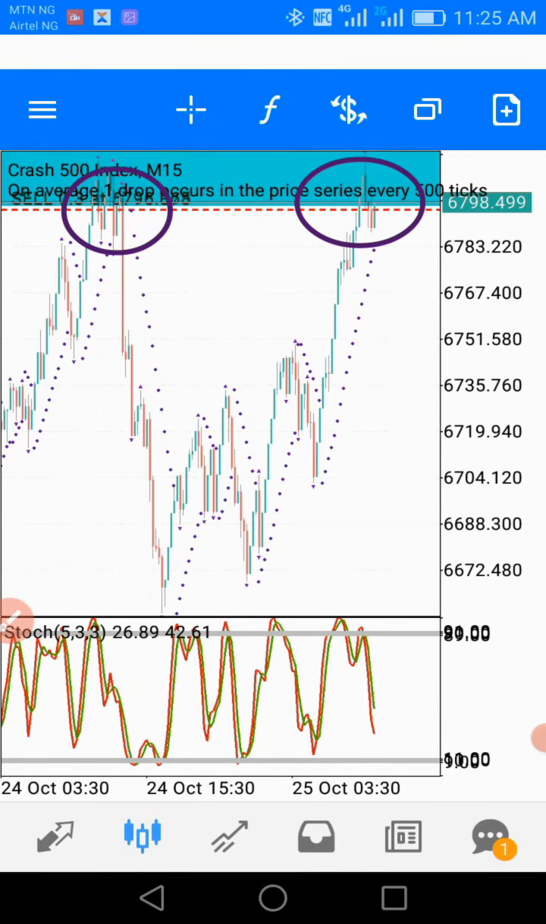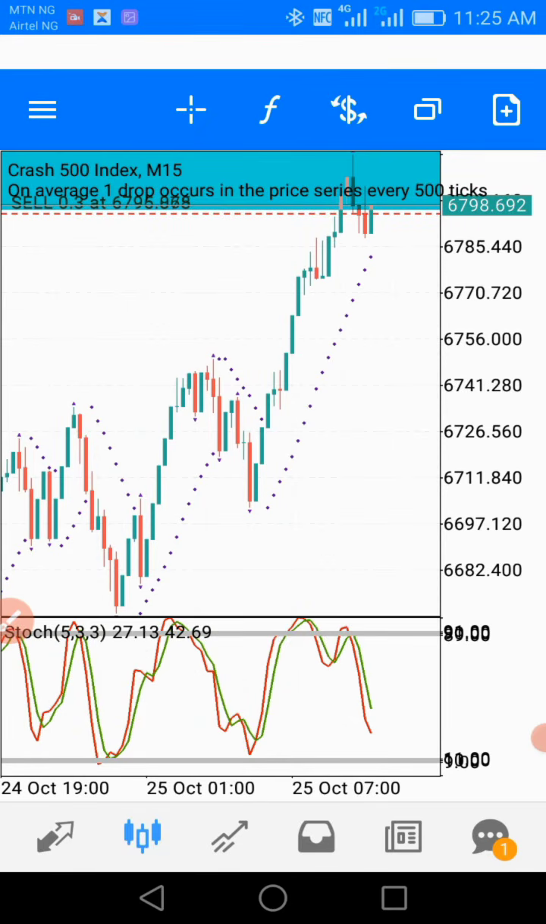I just zoomed out to place this rectangle. But the zoom level we are using for this strategy is zoom level 3, which is this.